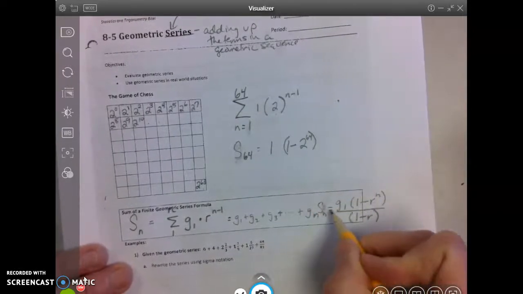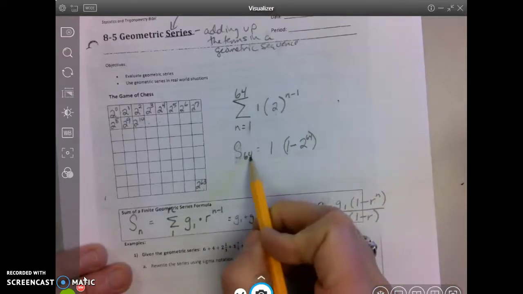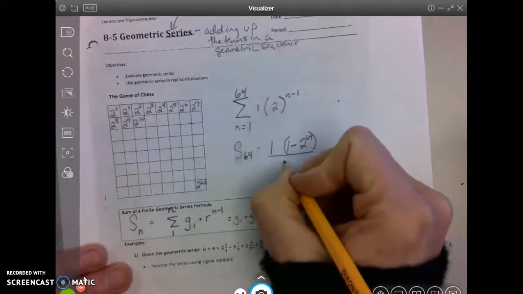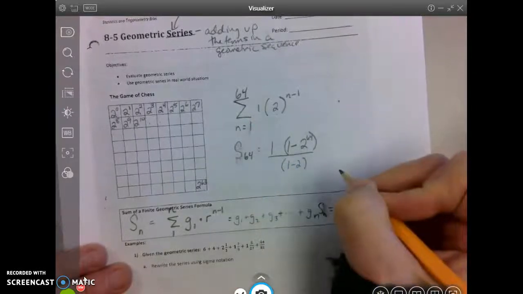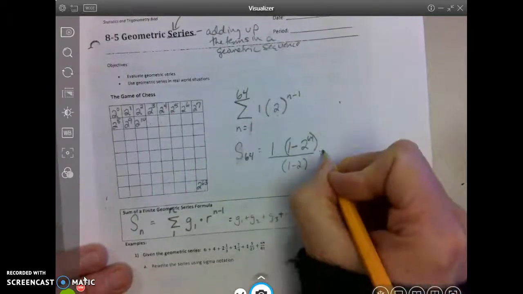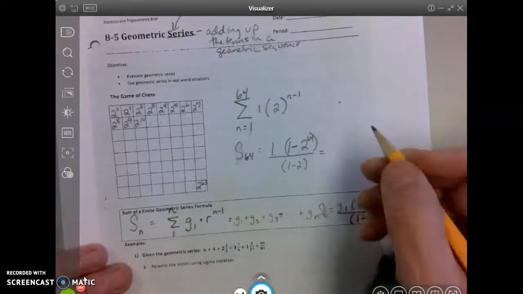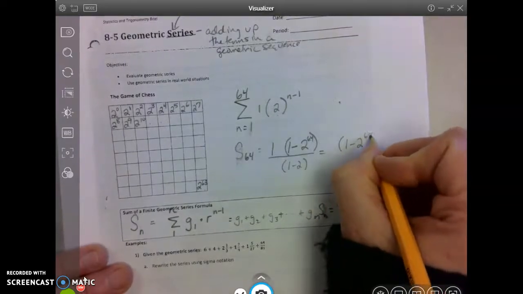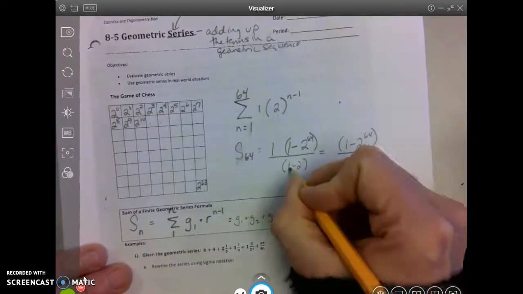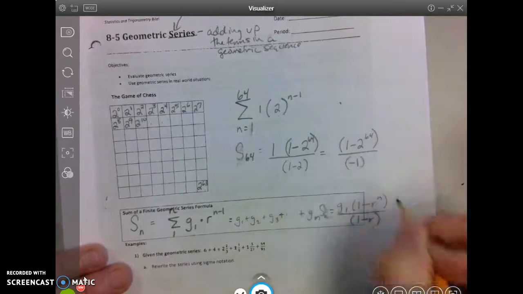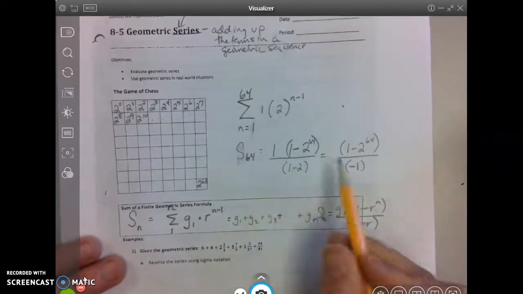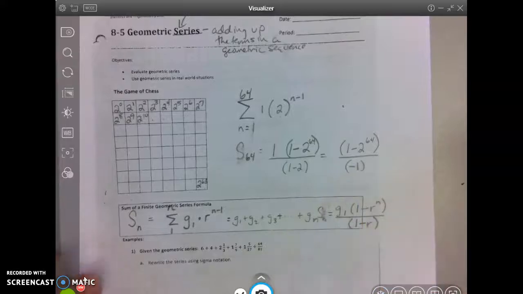These match. You don't subtract 1. This is 64, this is 64, all over 1 minus 2. Now I'm going to go ahead and rewrite this. I know that I'm multiplying by 1, so it's just going to be 1 minus 2 to the 64th, all divided by 1 minus 2, which I know is negative 1. Now I could leave it like this, or I could simplify it like this.